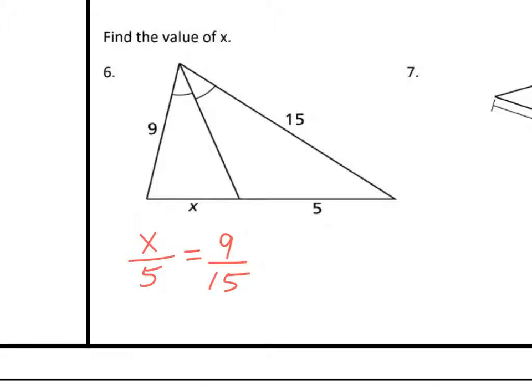I don't remember what we get. What is it? 3? Yeah. They both need to simplify to 3/5. So 3. And the last one, we have one similar to this on the front.